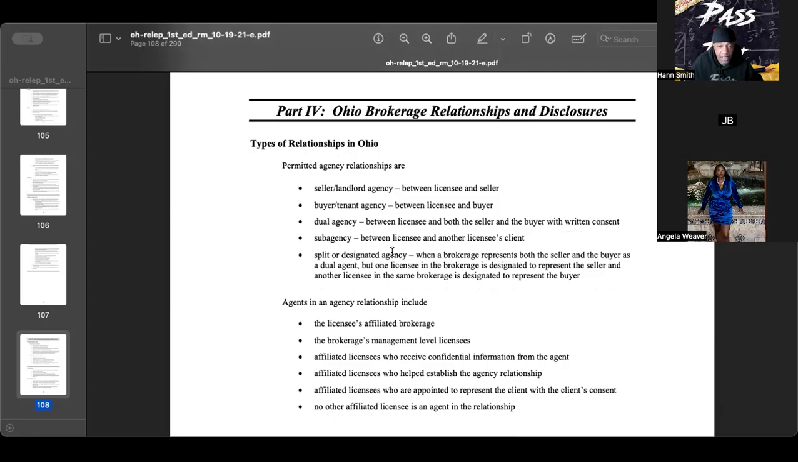Split or designated agency. Let's talk about that. When a broker represents both the buyer and the seller as a dual agent, but one licensee in the brokerage is designated to represent the seller, and the other licensee in the same brokerage represents the buyer. That is like a dual agency situation. But a designated agency situation is just a broker saying, "Hey, I want you to represent the buyer or the seller." But the broker, remember, the brokerage has dual agency of 2 of their agents in that brokerage. One's representing the seller, one's representing the buyer. The agents have a single agency relationship, but the broker has a dual agency relationship with the seller. Okay.